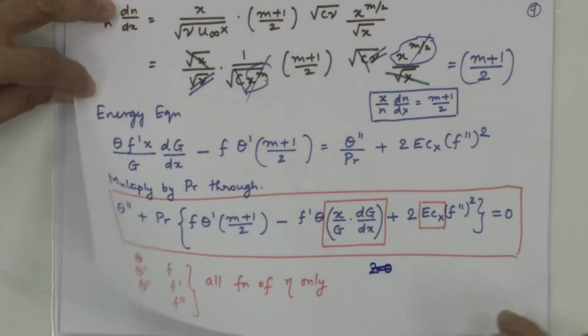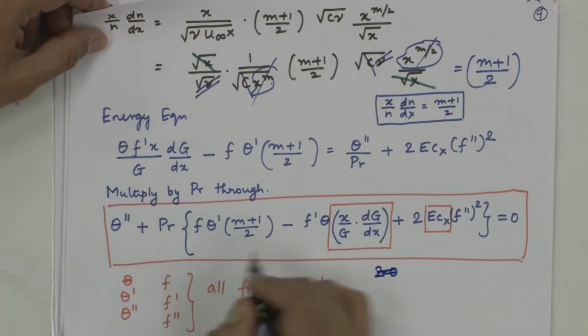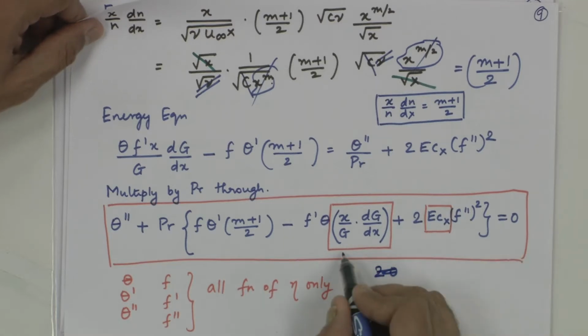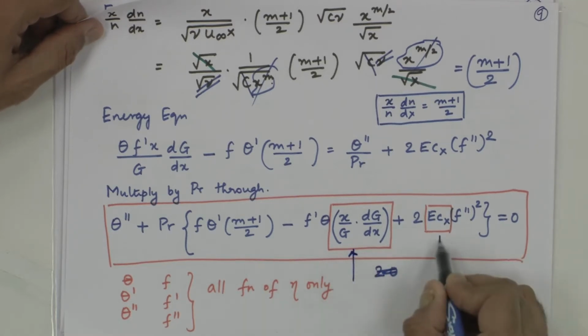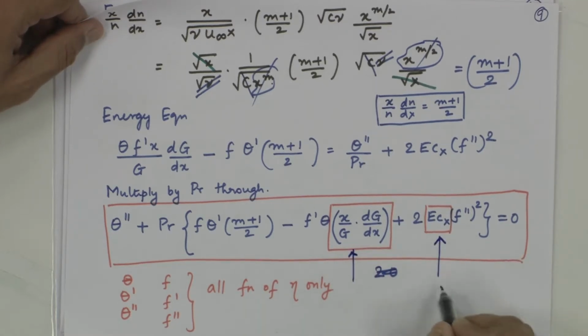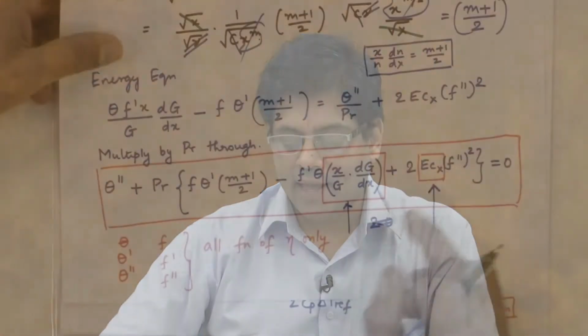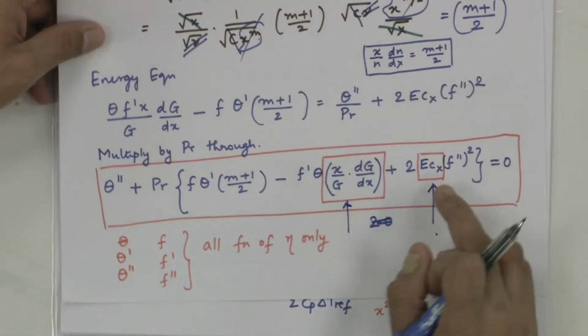And we went on to argue that for this differential equation, of course, there are two boundary conditions. This is a second order ODE. So I'll write the boundary conditions later. For this to have a similarity solution, this quantity and this quantity should only be constants. We should not have any x dependency in the final form. Therefore, we said x by g dg by dx and the Eckert number both should remain constant.